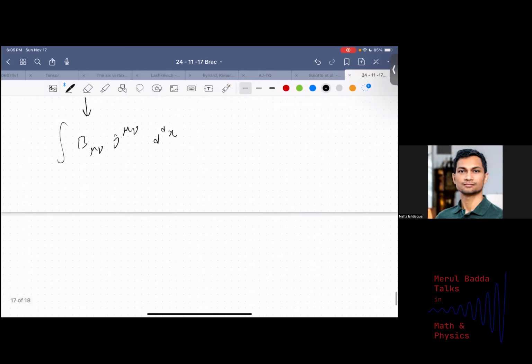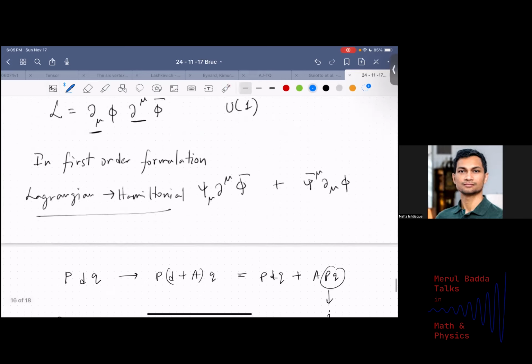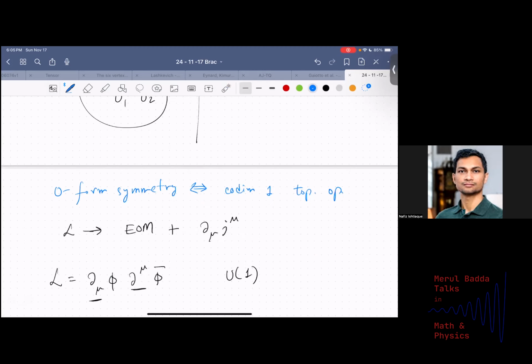But at the end of the day, the final statement will be that we can generalize this zero-form symmetry, codimension one topological operator, to the following: p-form symmetry and codimension p plus 1 topological operator. Okay.